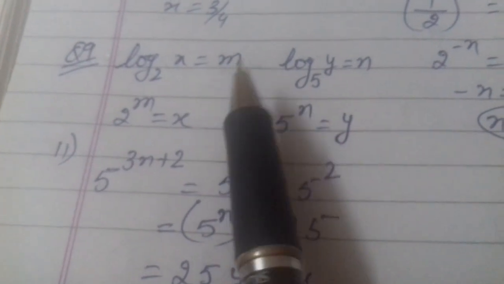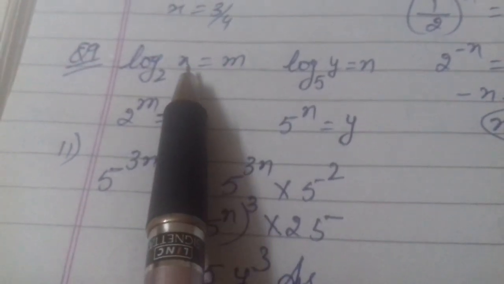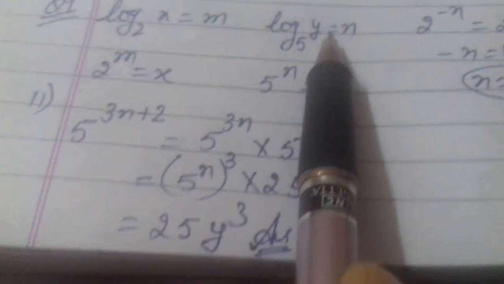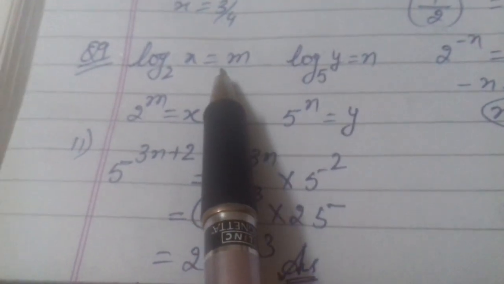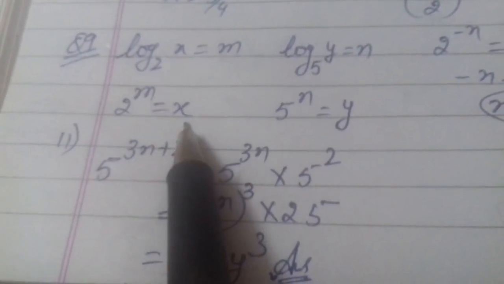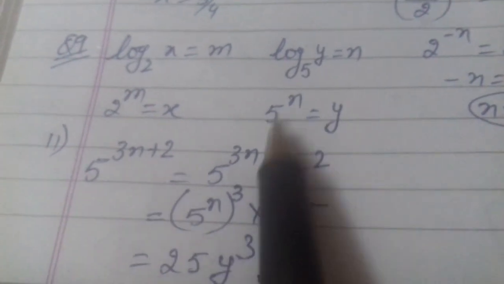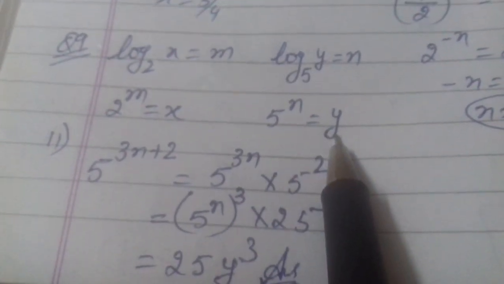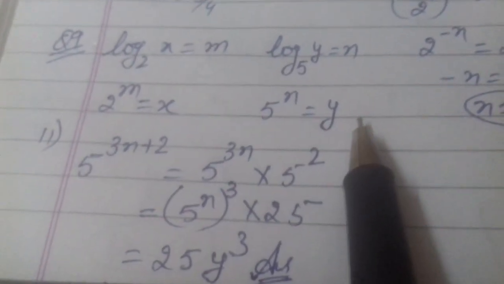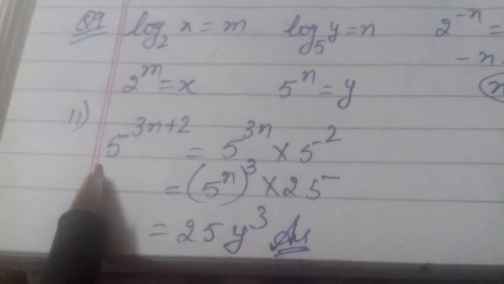Yes, very important question, children. You are given this value and this value. Clear? So write this value in exponential form: 2 raised to the power m is equal to x. From here, m raised to the power n is equal to y. And then you are asked to find the value of this expression.